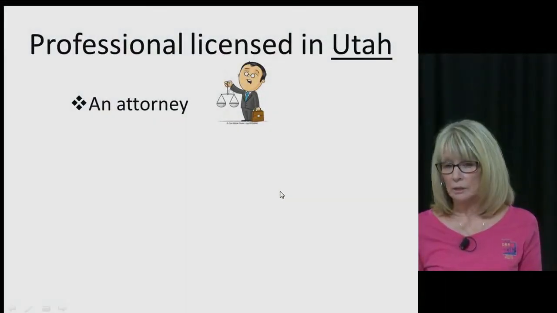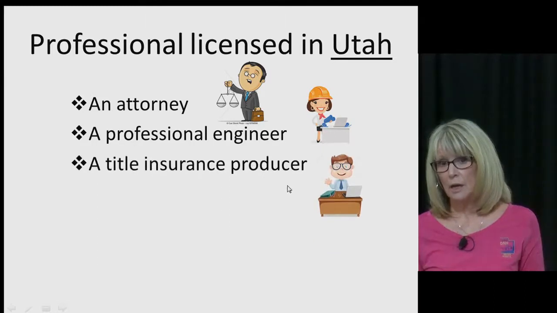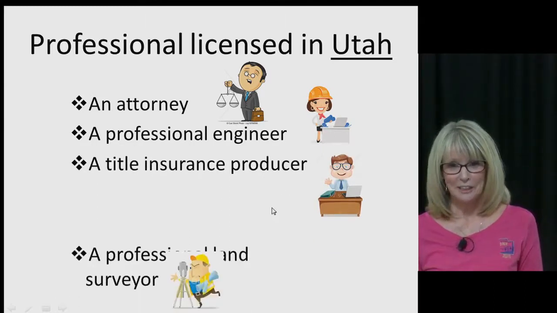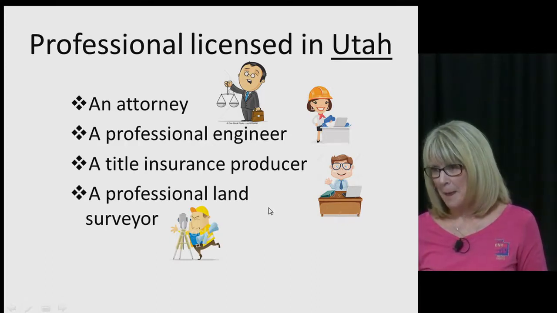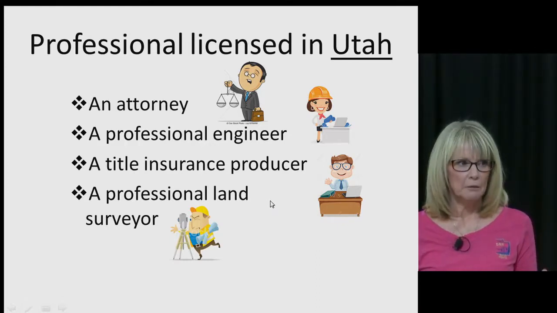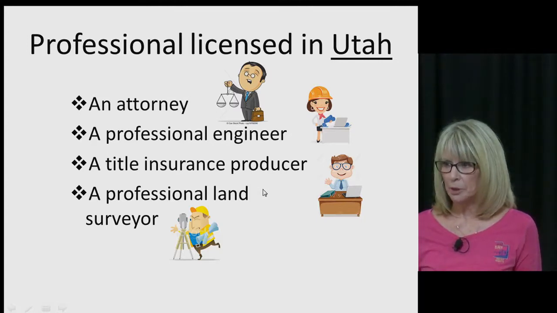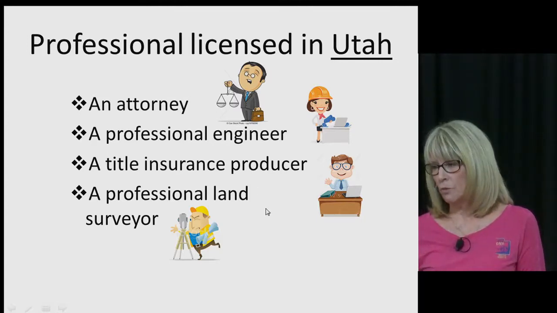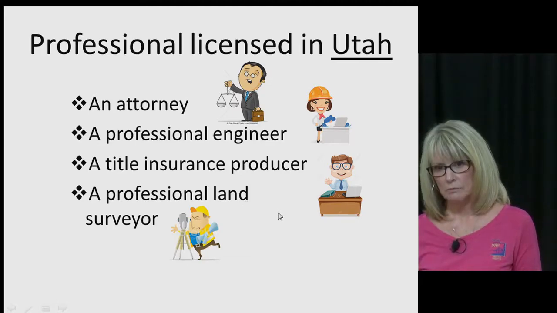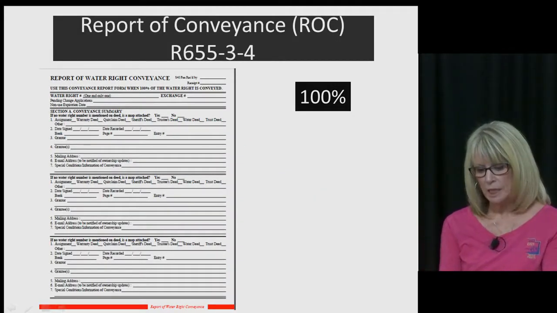Now, if you are going to update by the appurtenance, the law does require that only a professional licensed in Utah can submit the reports. However, those professionals would have to be an attorney, a professional engineer, a title insurance producer, or a professional land surveyor. So again, if you're having to update the ownership by the appurtenance, only one of these 4 professionals can submit the paperwork to us. Turn the time over to Dana.